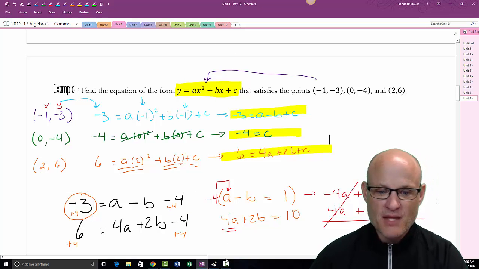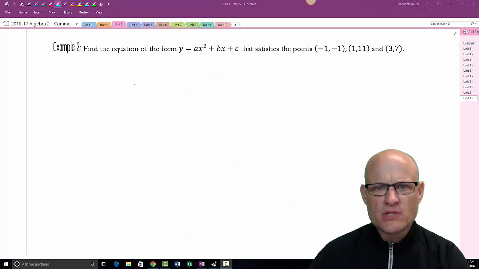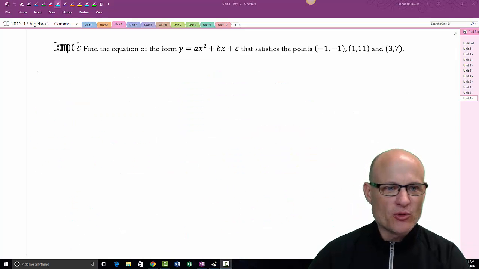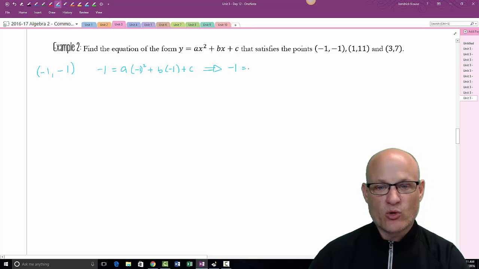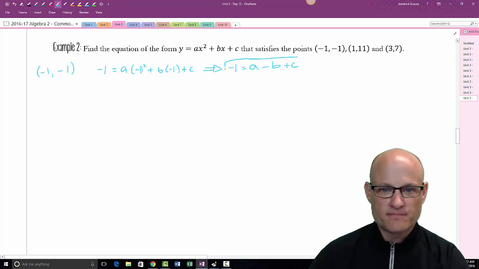It's the simplest way. All right, I think we're getting a little bit more practice. So now that you get the idea, let's get rocking and rolling. We're going to use the first point, which is -1, -1. And those go in for x and y. So -1 equals a. Remember, they go in for x and y, not a, b, and c. -1 squared plus b times -1 plus c. This is -1 equals, now -1 squared is 1, so that's just a minus b plus c. So there's our first equation.